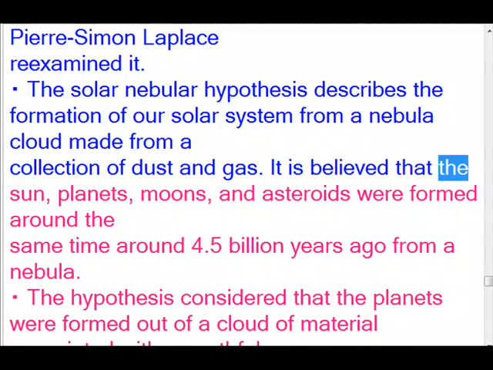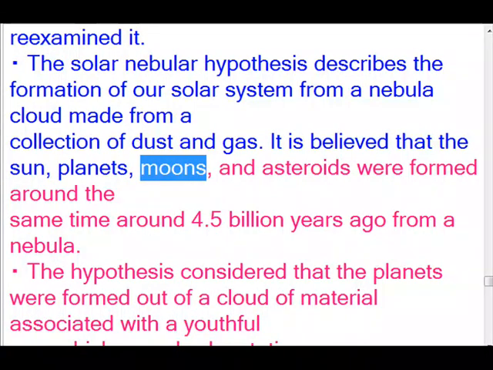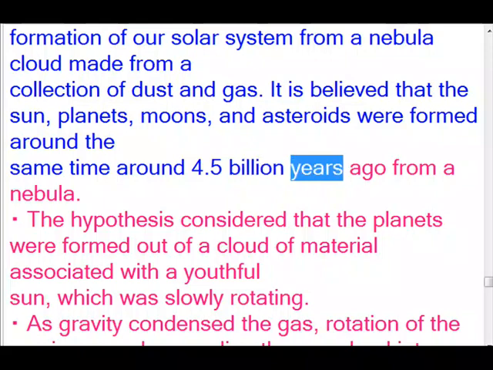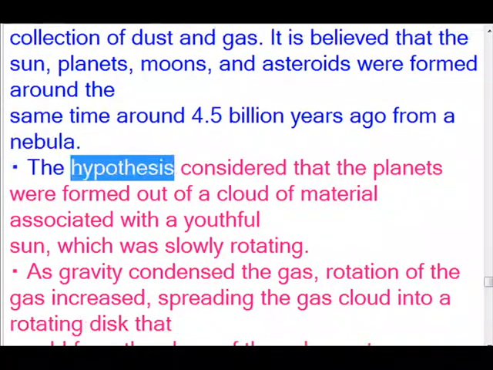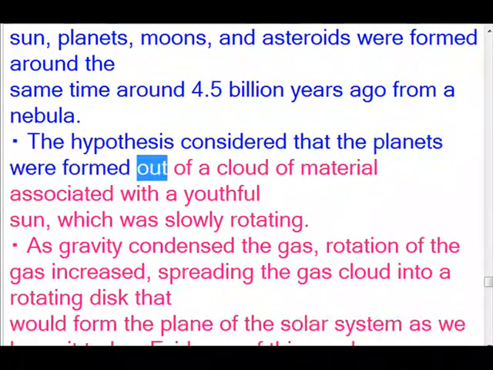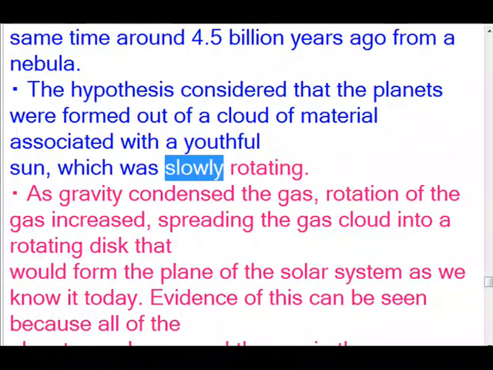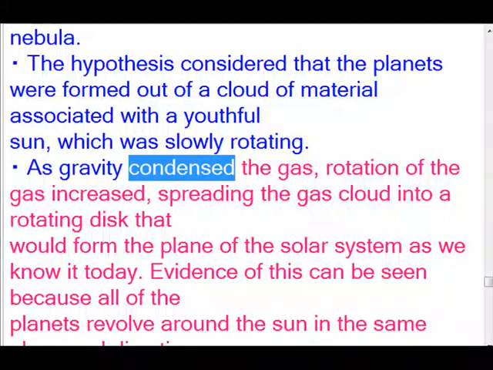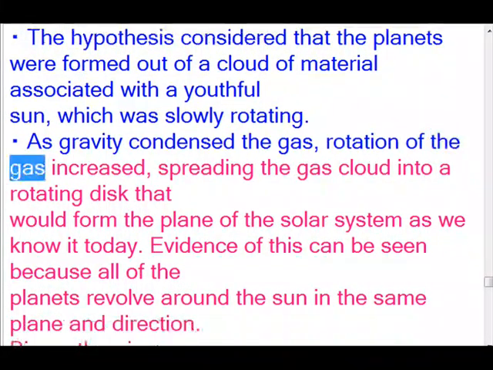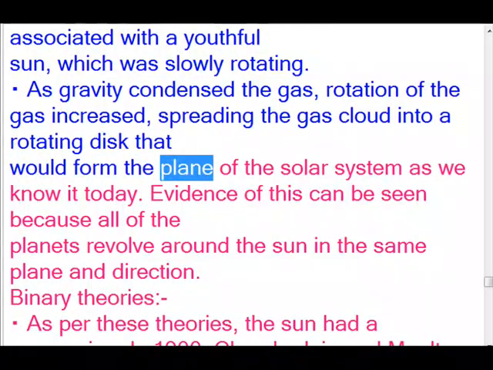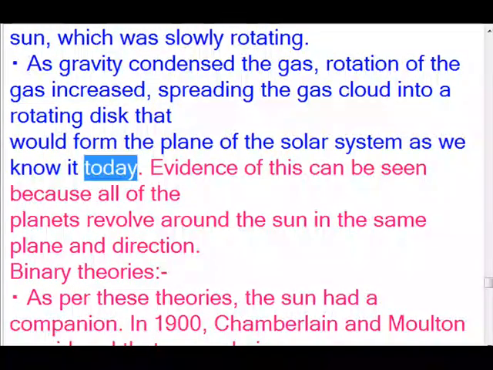It is believed that the sun, planets, moons, and asteroids were formed around the same time, around 4.5 billion years ago, from a nebula. The hypothesis considered that the planets were formed out of a cloud of material associated with a youthful sun, which was slowly rotating. As gravity condensed the gas, rotation of the gas increased, spreading the gas cloud into a rotating disk that would form the plane of the solar system as we know it today.